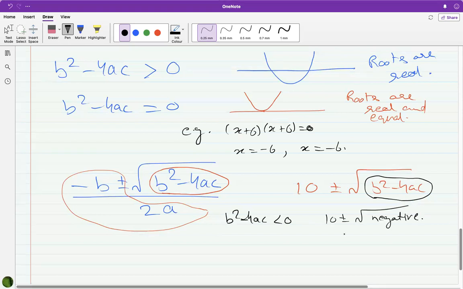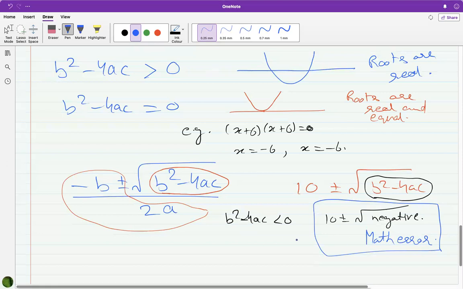What happens when you use your calculator and put a negative value below the under root? What happens when you use a negative value below under root? You get a math error. So having a math error, may I say there are no roots, there is no solution, there is no answer.